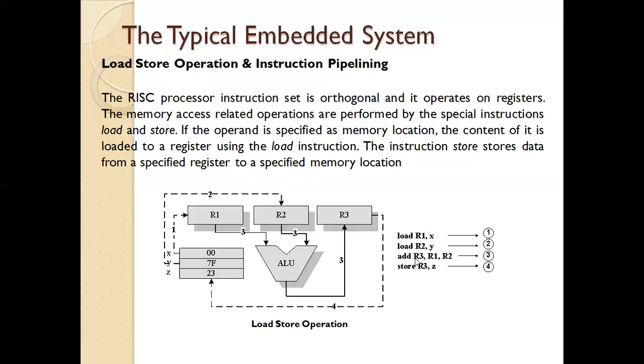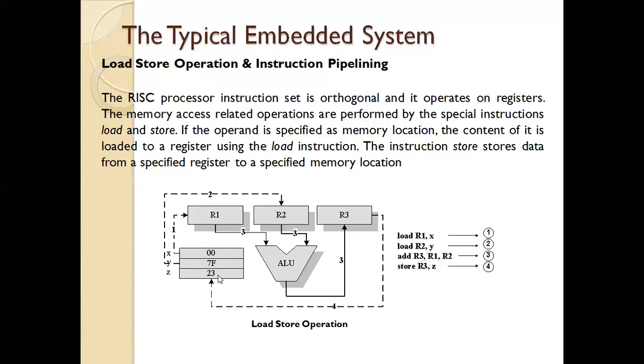Load R1 means the value of X is loaded into the register R1, and Y is loaded into R2. Then R1 and R2 are added, and the result is saved in the register R3. R3 is the destination. Then we store the content of R3, the sum of R1 and R2, into the location Z. Internally, X is pointing to 00, Y is pointing to 7F, and Z is address location 23.